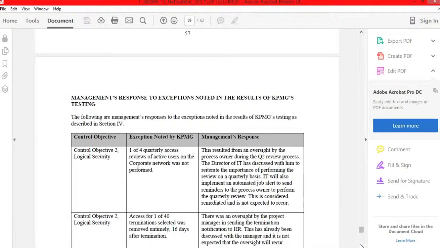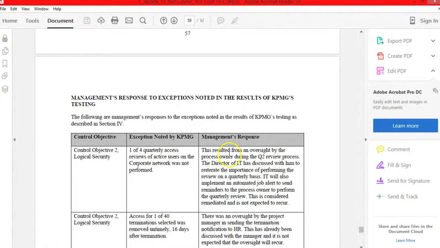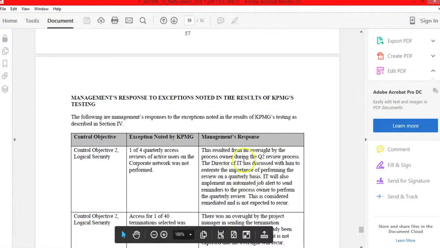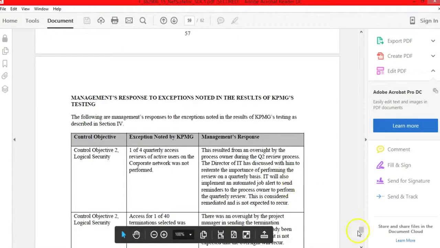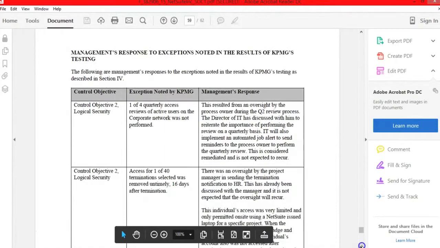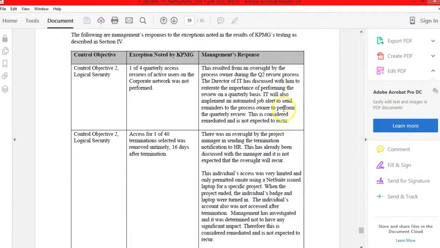So now we're at section 5, and this is where management gets to respond. Management has responded on the quarterly access review, and says the cause was an oversight of the process owner during the Q2 process review. The IT director has discussed it with the process owner, and IT will also implement an automated job alert to send reminders so that you don't forget this. To be honest, if I were looking at this, I would say this response falls a little short of what I would expect, because while I know the error occurred, I don't know the impact.